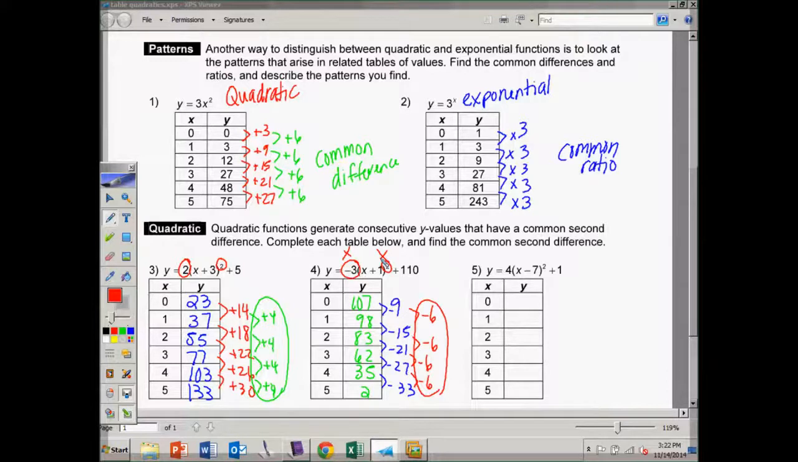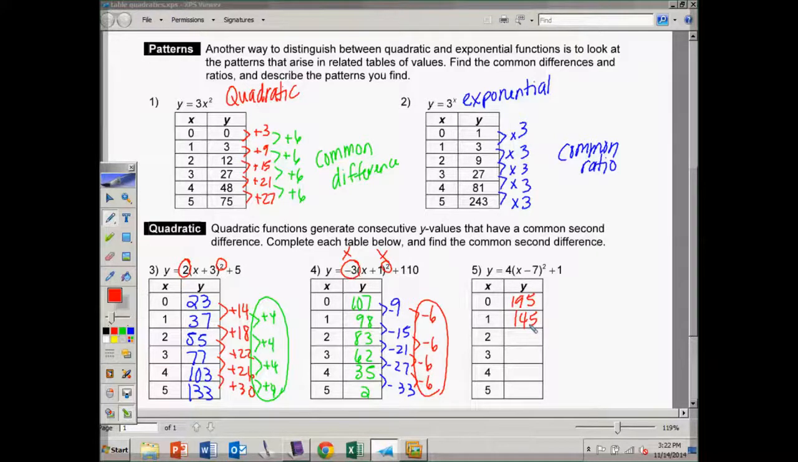So we have 7 squared is, oh, that's a big one. 49. 49 times 4 is 195. What's 6 squared? 36. 36 times 4 plus 1 is 145.